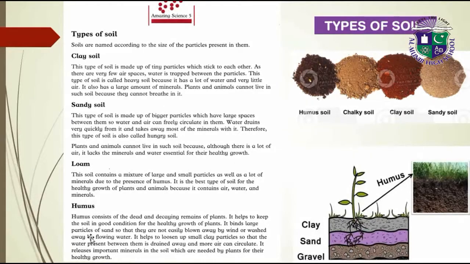In the last, humus consists of the dead and decaying remains of plants. It helps to keep the soil in good condition for the healthy growth of plants. It binds large particles of sand so that they are not easily blown away by wind or washed away by flowing water. It helps to loosen up small clay particles so that the water present between them is drained away and more air can circulate. It releases important minerals in the soil which are needed by plants for their healthy growth.